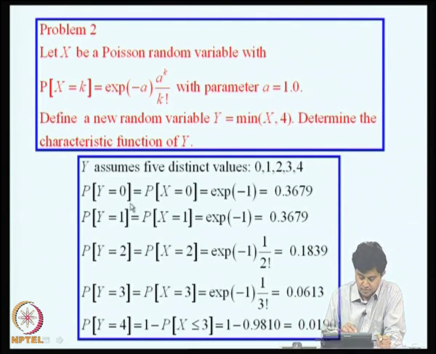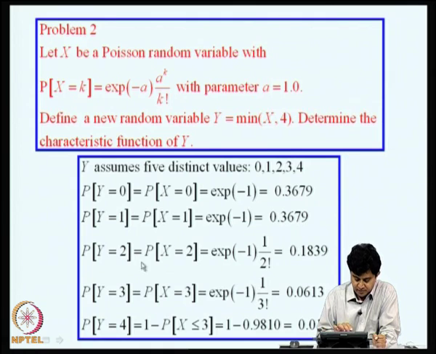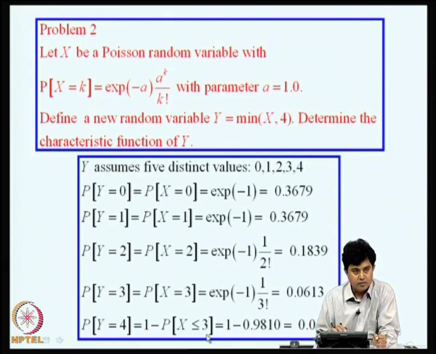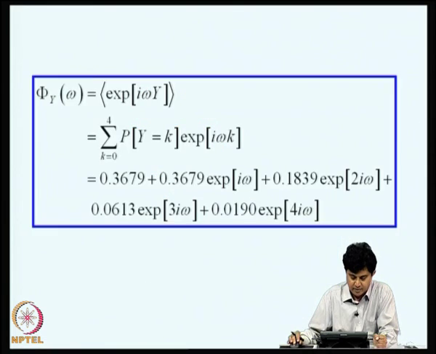Y equal to 0 has probability of X equal to 0, which is exponential of minus 1. Probability of Y equal to 1 is probability of X equal to 1. Similarly Y equal to 2 and Y equal to 3 follow the Poisson probabilities. Now Y equal to 4 can happen when the outcome for X is 4, 5, 6, 7, 8 and so on. So that is 1 minus the probability of X less than or equal to 3. That probability will be 0.190. If you add all these, they will add to 1. So this is the solution to the given problem.